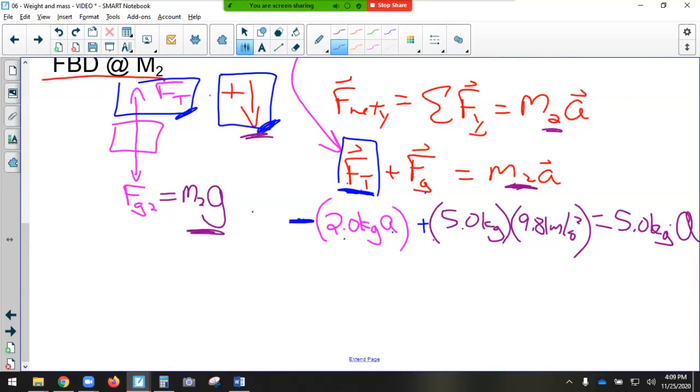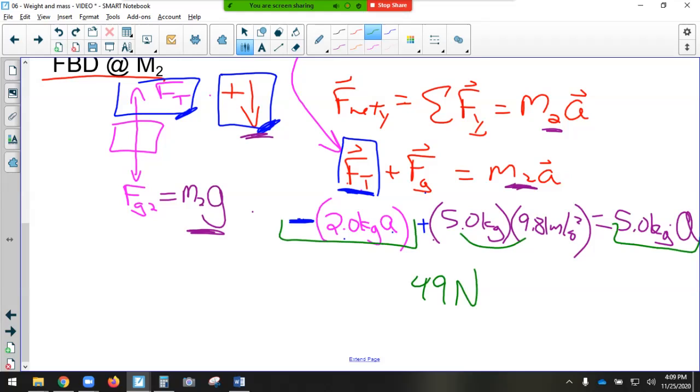So, do a little bit of math. Okay. From this point forward, what do I have here? 5 times 9.81 meters per second squared will give you approximately 49.05. I'm just going to write down 49 newtons. I've got this -2 kilograms times the acceleration on the left-hand side. I've got 5 kilograms times the acceleration on the right-hand side.